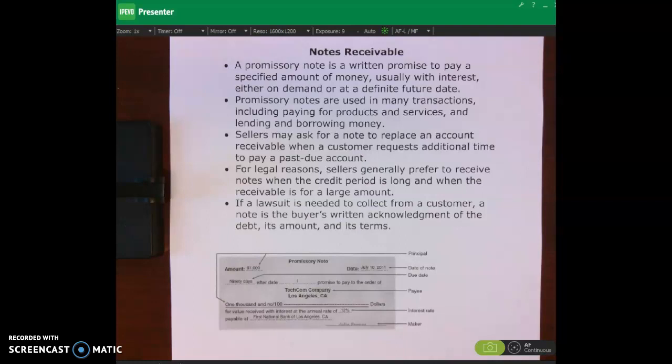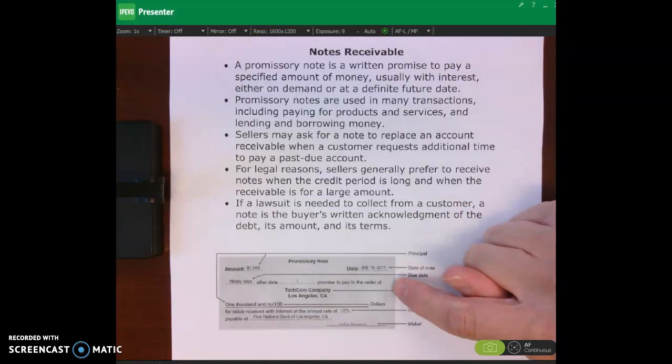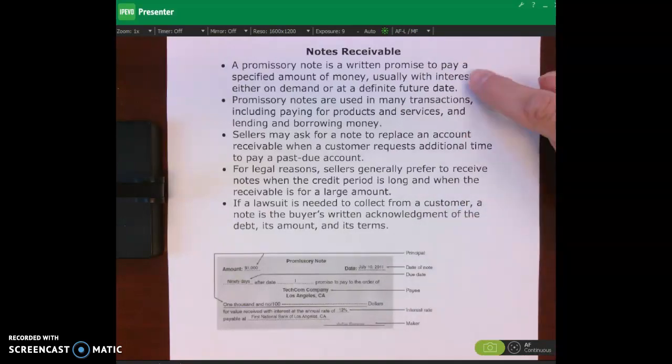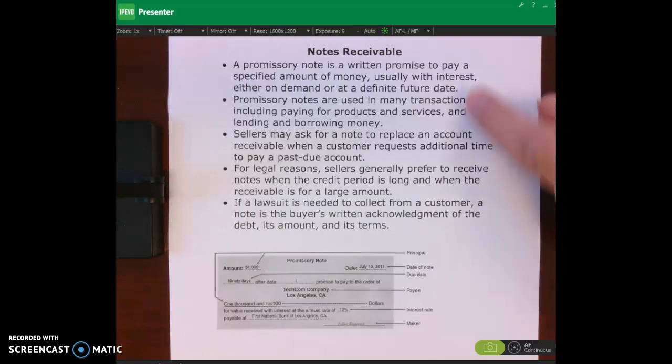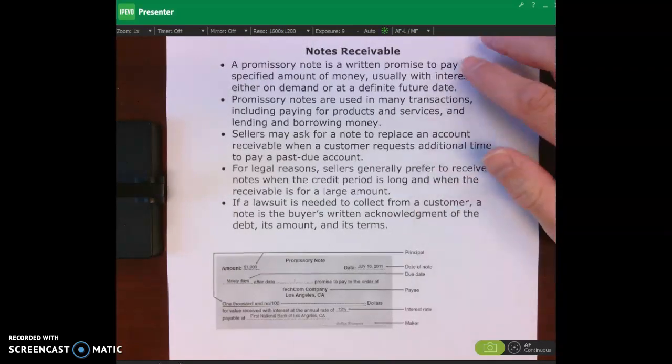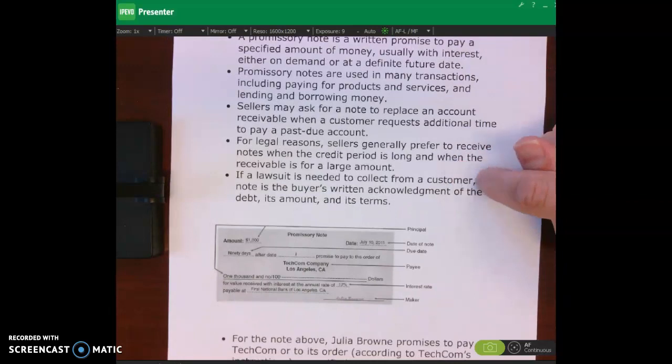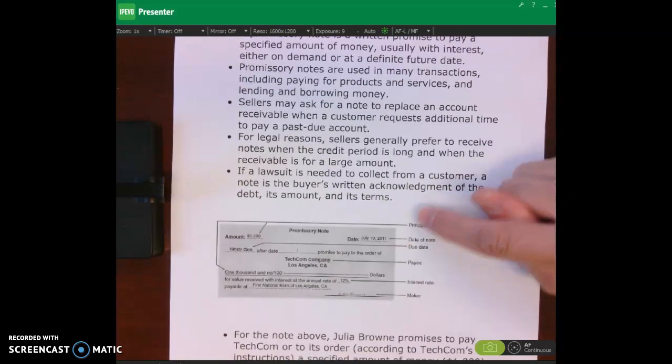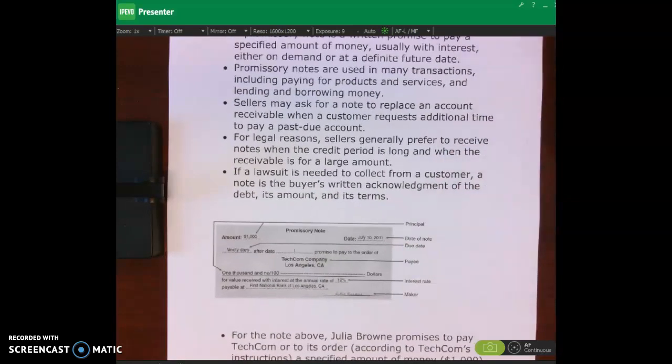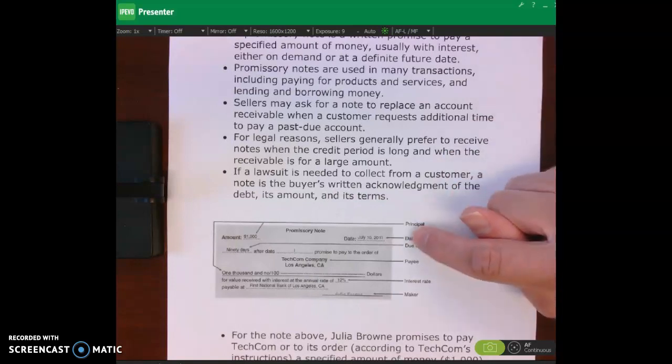Also, for legal reasons, a seller may prefer to receive notes receivable when the credit period is really long. Why is that? It has a little more legal teeth than an accounts receivable because you're signing a promissory note. It also carries interest. If a lawsuit is needed to collect from that customer, you have that promissory note, which is the buyer's written acknowledgement of the debt and the terms.